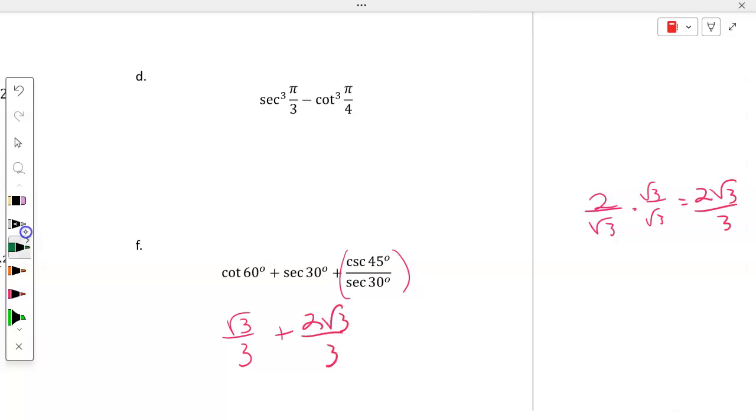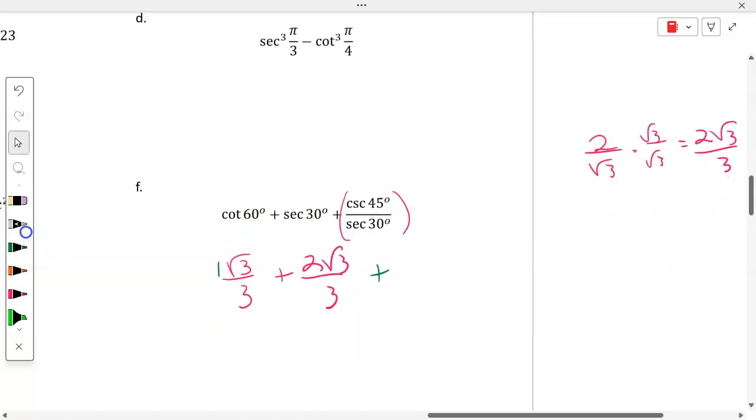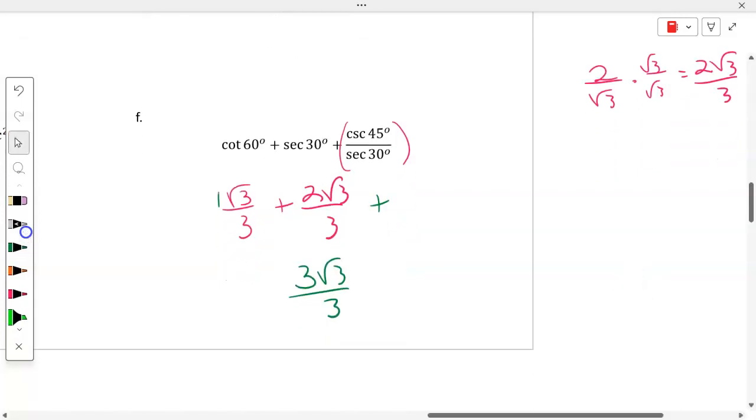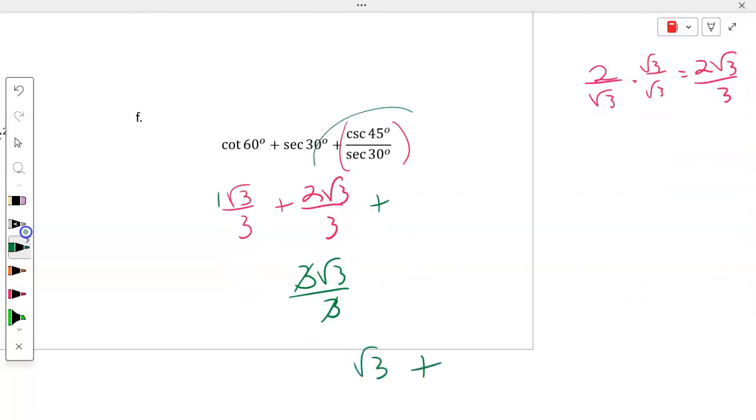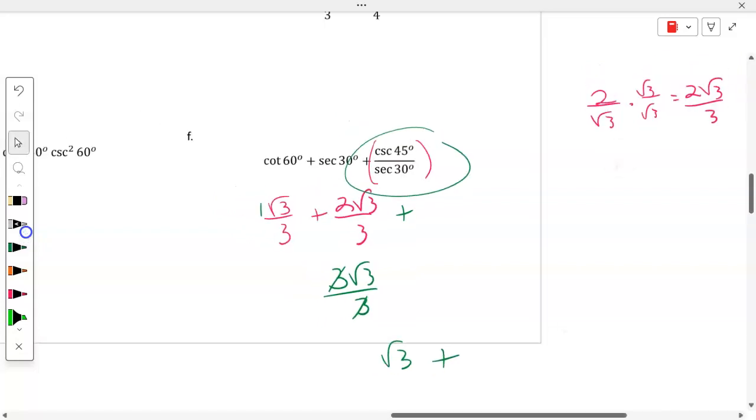By the way, just thinking ahead, this is really 1 root 3 over 3 plus 2 root 3 over 3. So already these are indeed like terms. They have a common denominator. Let's add them. 1 plus 2 is going to be 3 root 3 over 3. And you see it, 3 over 3 is just 1. So we end up with just 1 root 3, or root 3, plus whatever we get in here. So let's wrap it up, and we'll call it a day on the video.